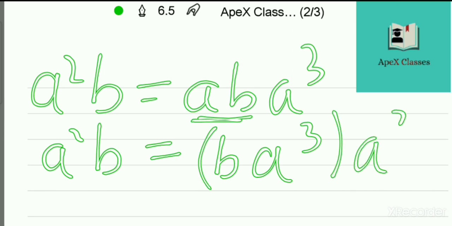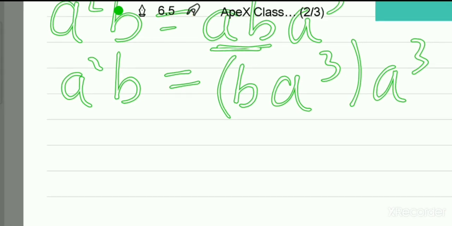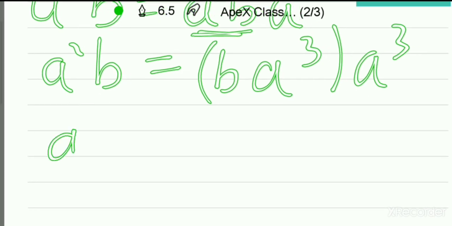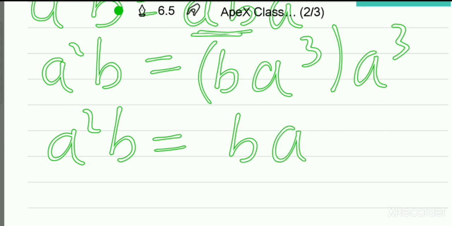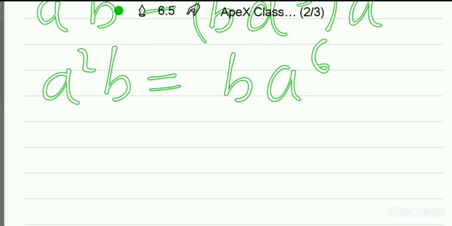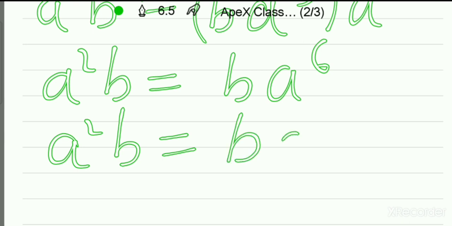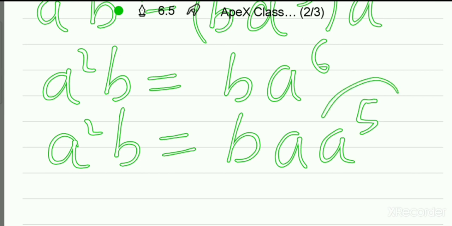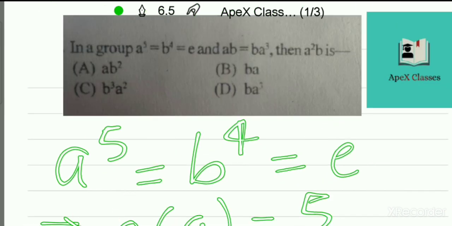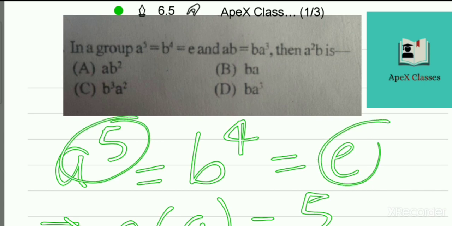into a raised to the power 3 is already here. Now on rearranging this, we will get a square b will be equal to b into a raised to the power 3 into a raised to the power 3 becomes a raised to the power 6. Now a square b will become b into a raised to the power 5, because we can write a raised to the power 6 as a into a raised to the power 5. We have done this because a raised to the power 5 is identity. It is given a raised to the power 5 given as identity.